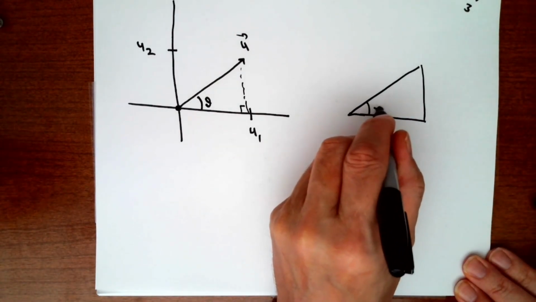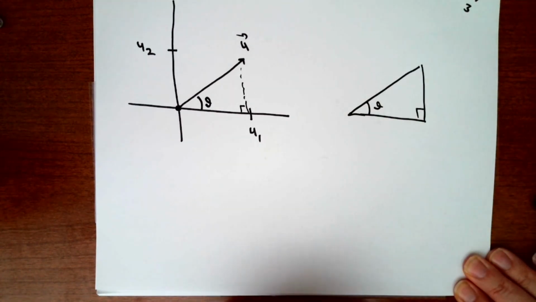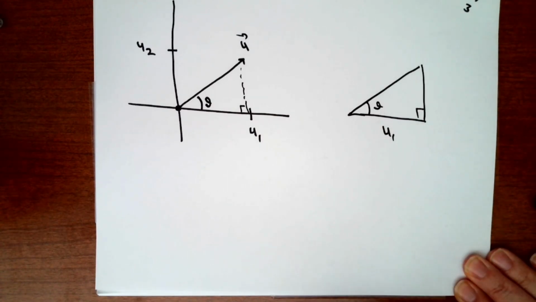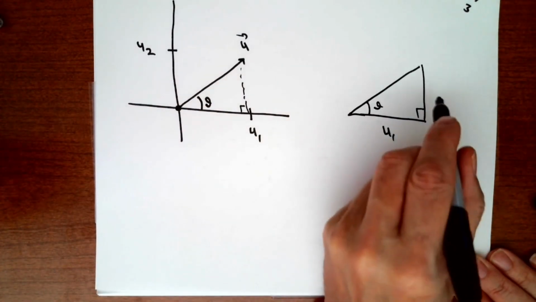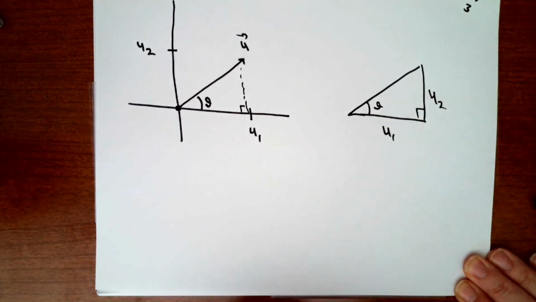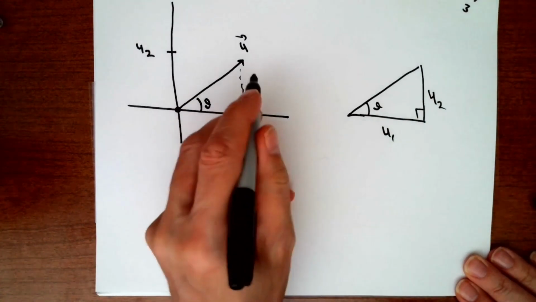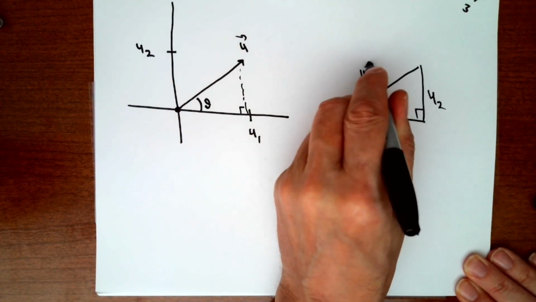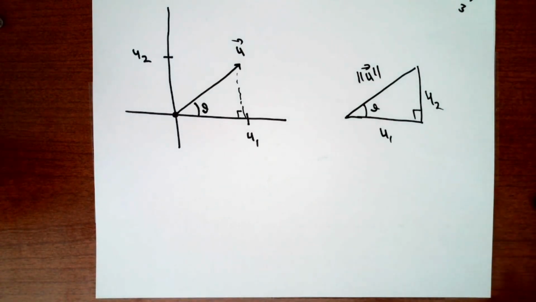Firstly, I'll have angle theta there, a right angle there. Across the bottom is the first component of u. Vertically is the second component of u. And the length of the vector is the length of the hypotenuse, which is also written as the norm of vector u, or magnitude of u, and so forth. Because we know all about right triangles, we can immediately figure some things out here.